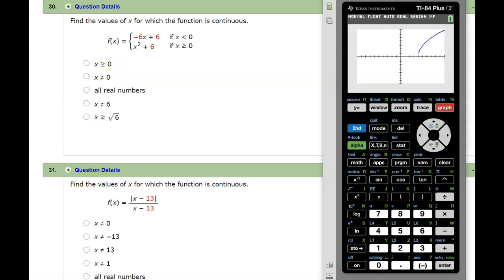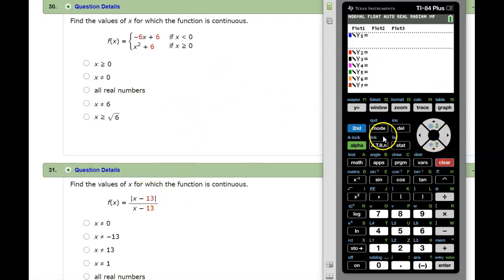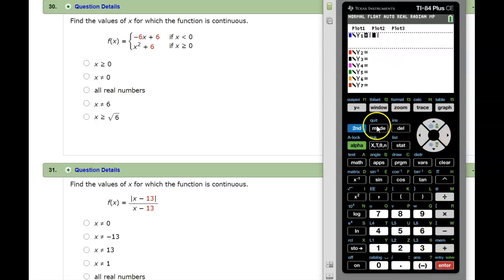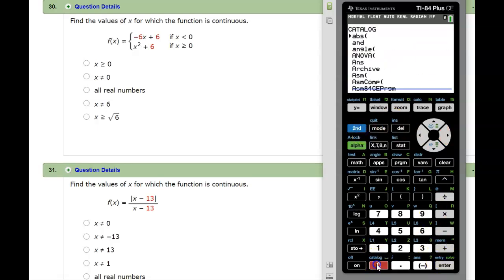You probably are going to want to put 31 in your calculator. Let me show you where that absolute value is. So for the numerator, I'm going to need an absolute value, and there's two places to find it. In math, number, absolute value is there. Or you could go to second catalog, and it's the first one in the catalog.